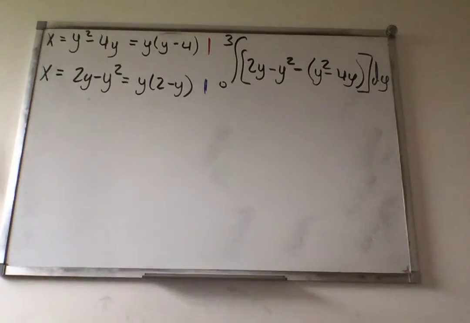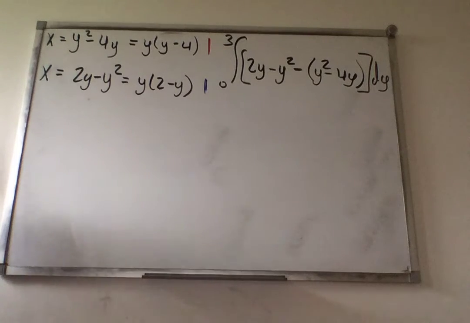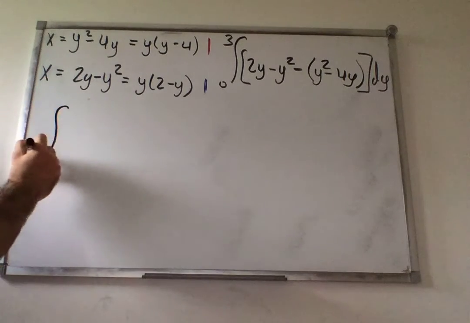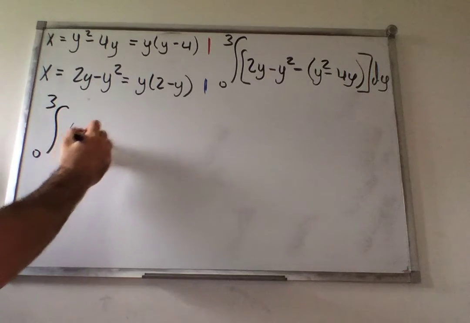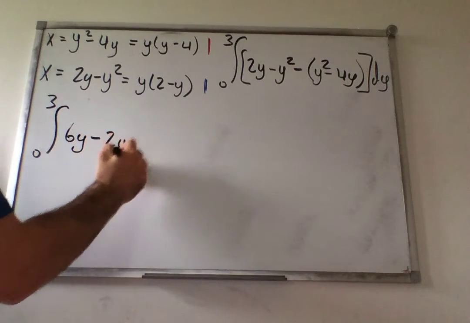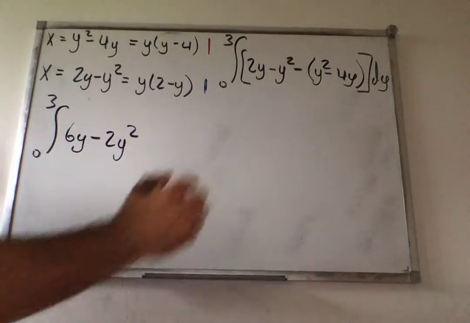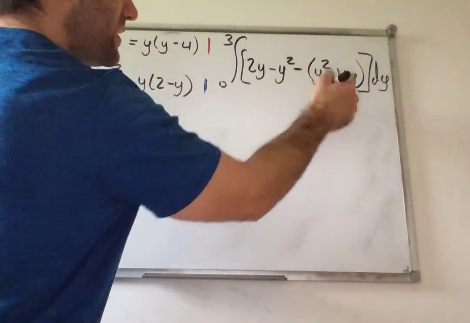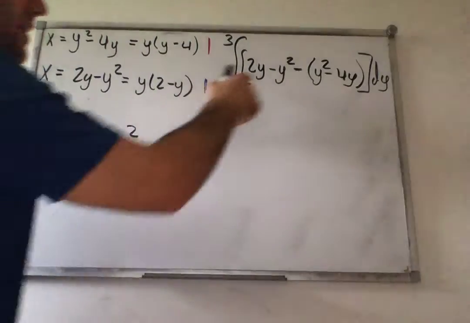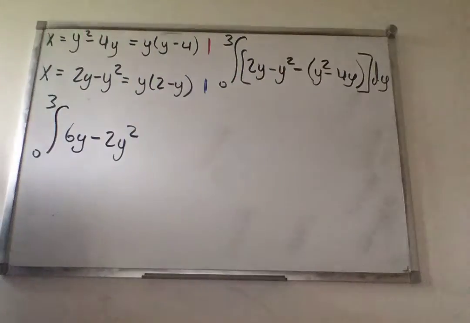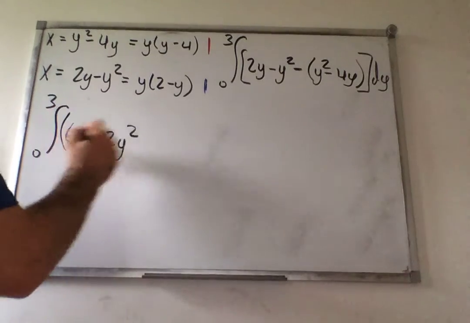We have our integral. We could simplify that integral a little bit by putting together like terms. So the integral from 0 to 3 of 6y minus 2y squared. 2y minus a minus is a plus, 2y plus 4y is 6y. Minus y squared minus another y squared is minus 2y squared. And then all of this dy.